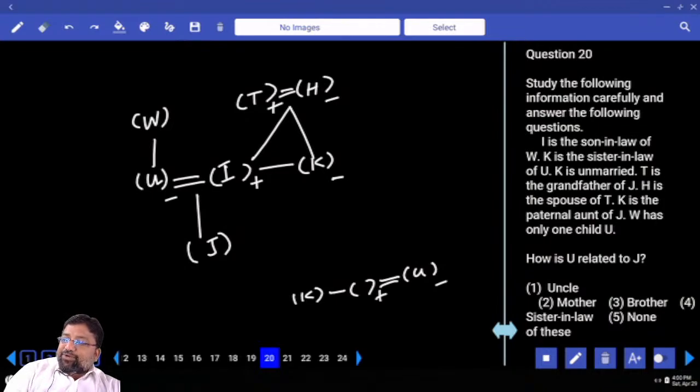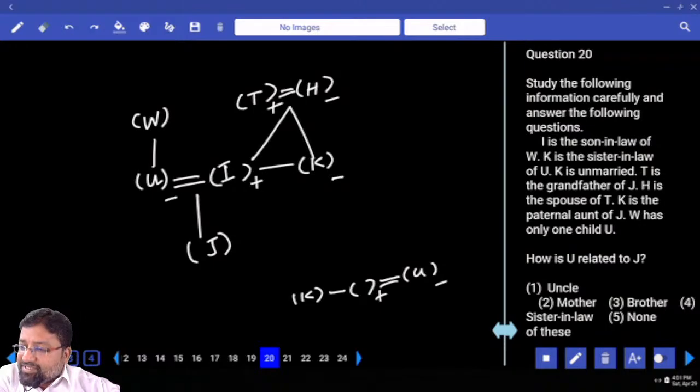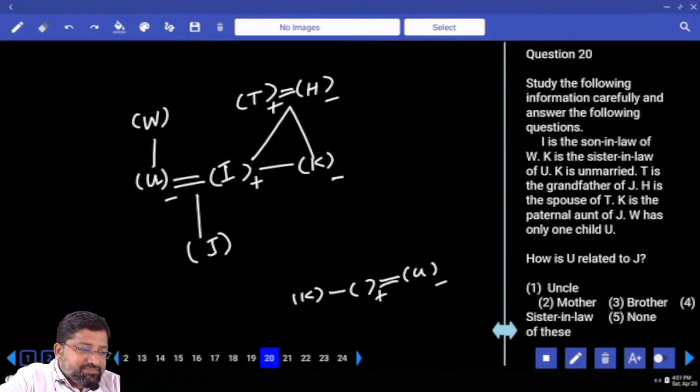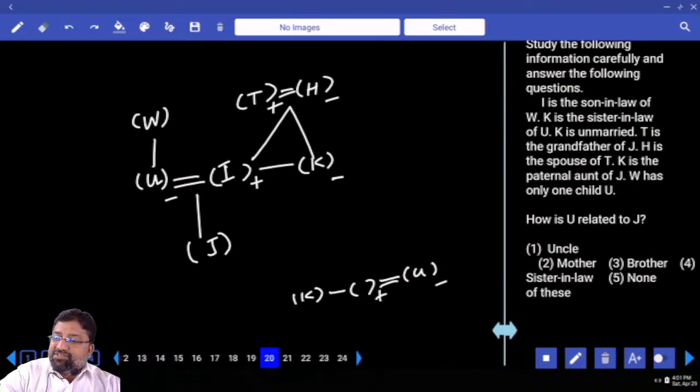J. Do you know the gender of J? From the question it says T is the grandfather of J. We know the gender of T because a grandfather is male. And then we have taken H as female because H is the spouse of T. K is the paternal aunt of J. W has only one child, U. So from this question, we have 2 people whose gender is not known to us. Who are those 2 people? W and J.